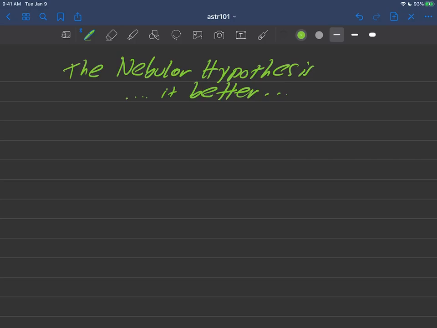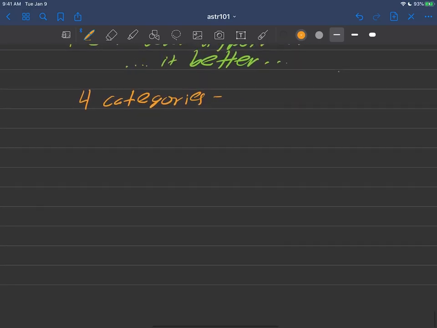So continuing on with the nebular hypothesis, let's be very specific now about some things that we know about the solar system that we would really like a theory of where it all came from to describe for us here. So this isn't anything official, just me sort of talking here, but I have 4 categories that I think the nebular hypothesis should definitely satisfy.